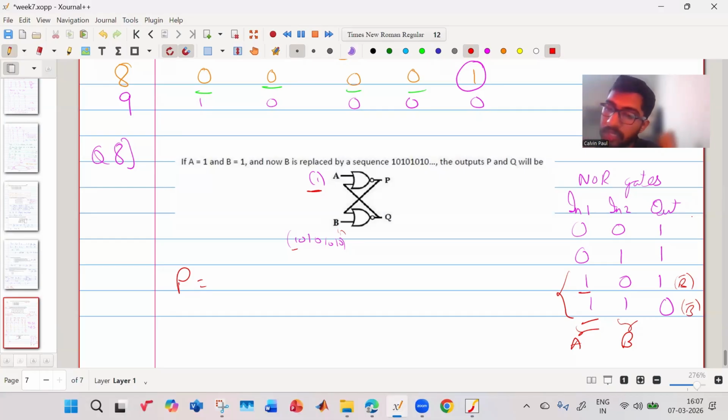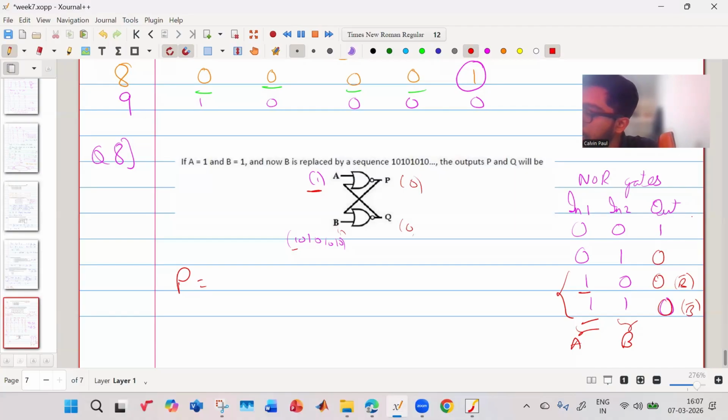Okay, the blunder is on my side. I apologize. So the NOT truth table is 1, 0, 0, 0. This is a NOT truth table. So if you have 1 as an input, your P will become 0. Okay, 1 as an input, P will become 0. Now if B is 1, then Q becomes 0.